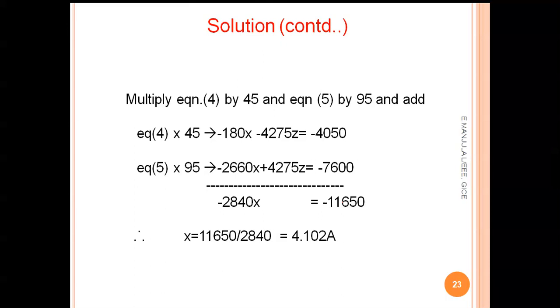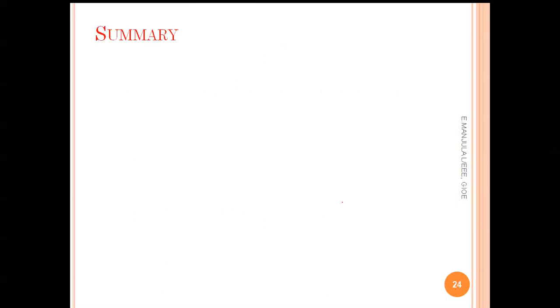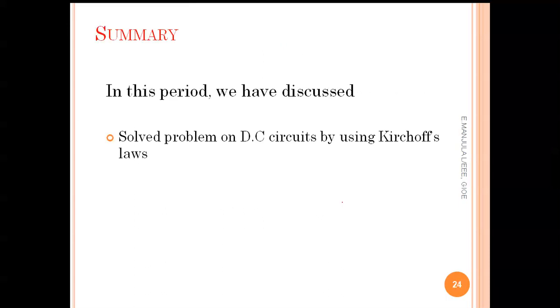So this is how we have to calculate the unknown quantities using the KVL and KCL method. It is very much interesting. Once you go on solving each and every problem, then you will get interest in it. So in this summary, we have solved the problems on DC circuits by using Kirchhoff laws. Okay. Hope you understood the total session.